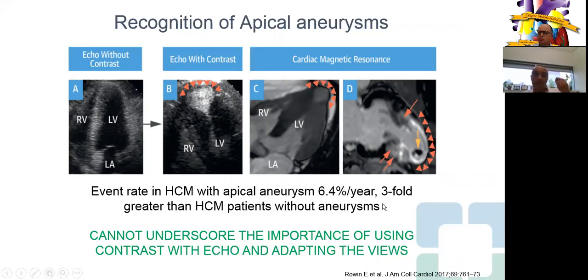So if you have a patient with apical variant of hypertrophic cardiomyopathy and you're doing an echocardiogram, I cannot underscore the importance of doing contrast to make sure you are anticipating an aneurysm and are looking for the aneurysm or a thrombus.